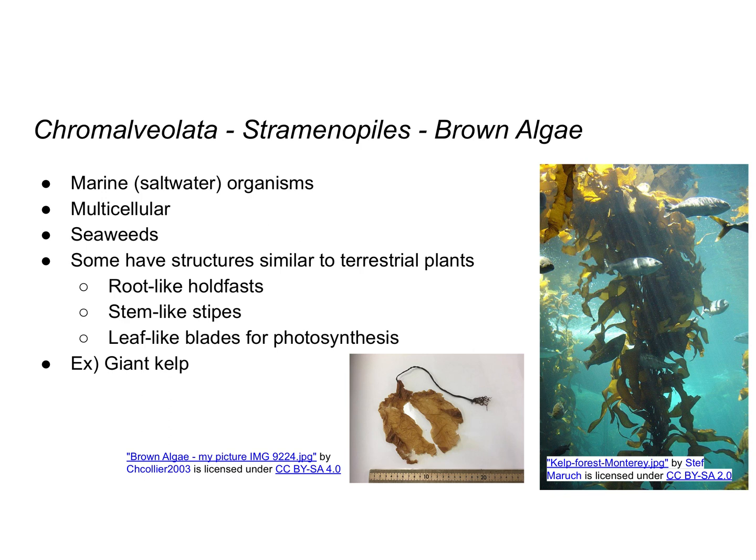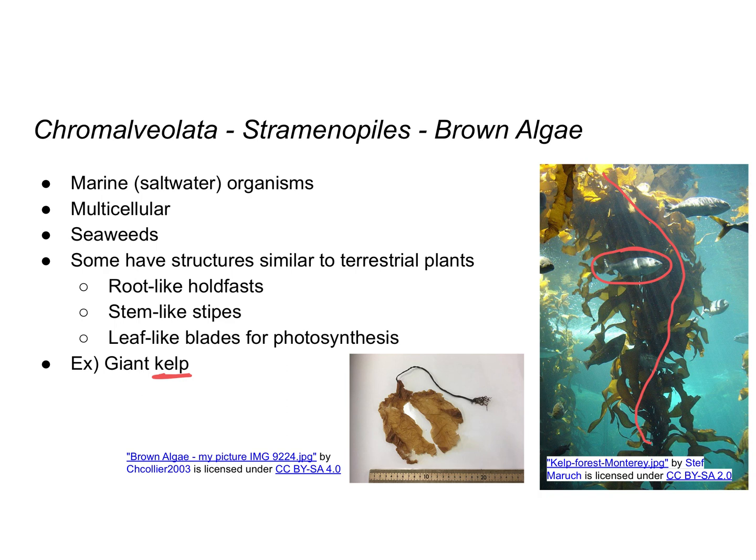Another type of straminopile are the brown algae, and the most well known are probably the kelp that are found primarily in the Pacific Ocean. So these are marine or saltwater organisms. They are multicellular and they can be huge. So you can see the fish here for reference. So the kelp here can be several hundred meters long or tall.